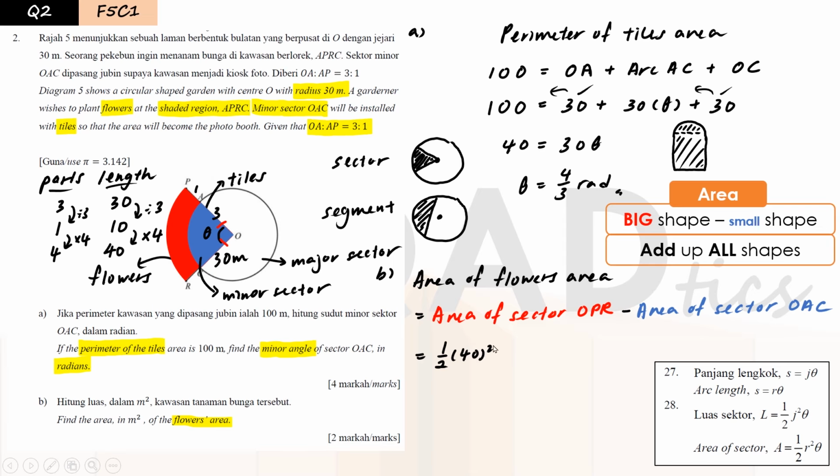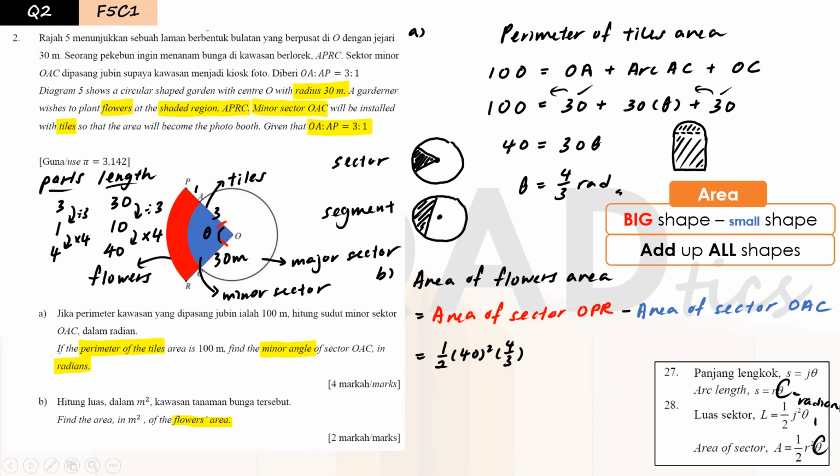And don't forget to put a square here, followed by the theta. Theta is the minor angle which we have already found in part A, which is 4/3. Take note, only these two formulas use radians. The other formulas in the formula sheet that use angles, all of them are in degrees. So take note, formulas 27 and 28 use radians, the other formulas use degrees.